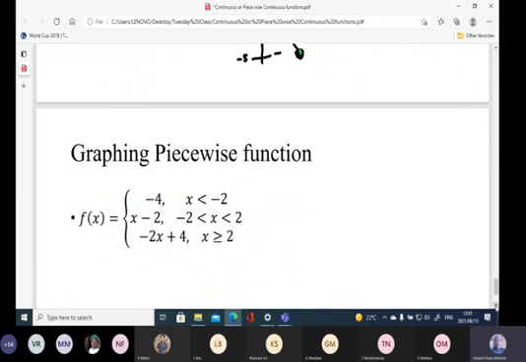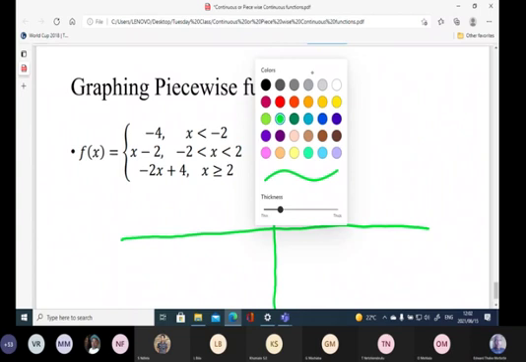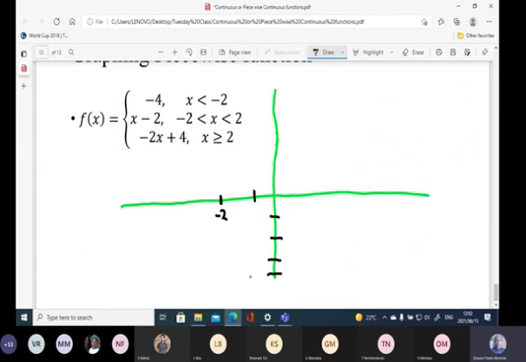Now they ask us to graph this one. Let's see how we'll do that. We'll follow exactly the same steps that we have used in the previous one. Okay. At -2, let's see, our critical point here is -2 and 2. This is -2. At -2, our function is what? 1, 2, 3, 4 is -4. Our function is -4.